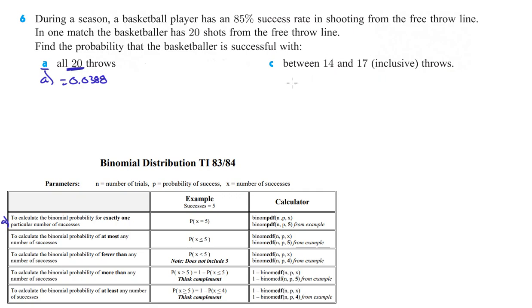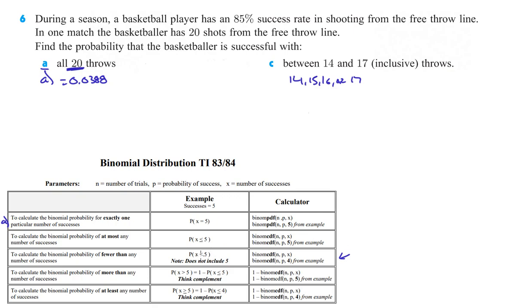And then C, between 14 and 17 inclusive. So the probability of making 14, 15, 16, or 17 free throws. Now this one's a little trickier because it's between these two numbers. What you could do is use this binomial PDF to find 14, 15, 16, and 17, add them all together, and away you go. Or we can say they're not going to make more than 17, so fewer than 17.